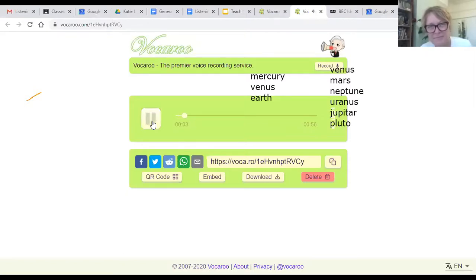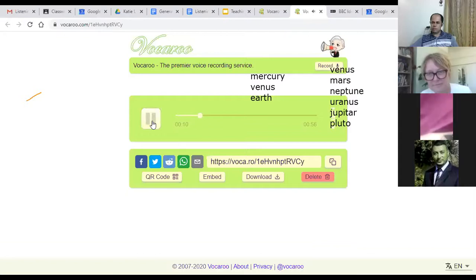Mars is a cold desert world. It is half the size of Earth. Mars is sometimes called the red planet. It's red because of rusty iron in the ground. Like Earth, Mars has seasons, polar ice caps, volcanoes, canyons, and weather.